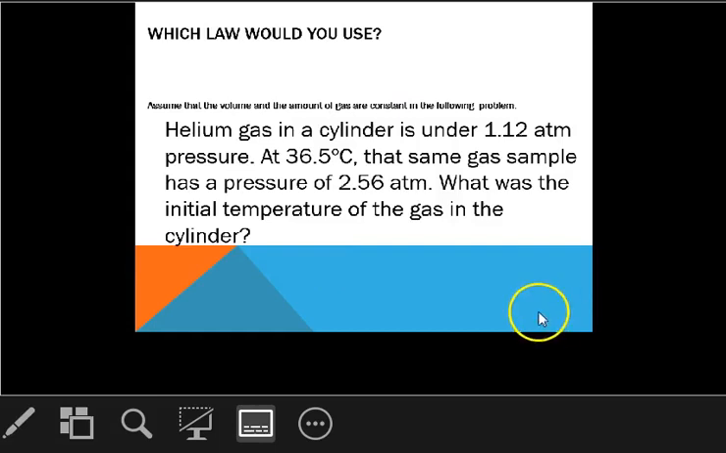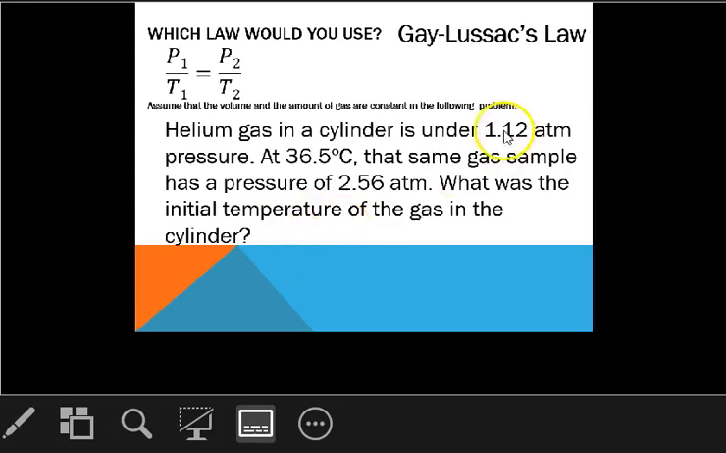Pause the video. Welcome back. You know you should have used Gay-Lussac's law if you assessed what you had. You had atmospheres and temperatures. Atmospheres, and they asked you for a temperature. So the problem that you're going to use is pressure over temperature equals pressure over temperature. And you're solving for the initial temperature. That means the starting temperature.